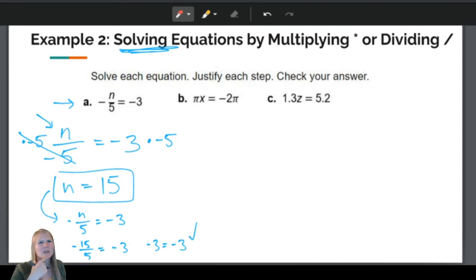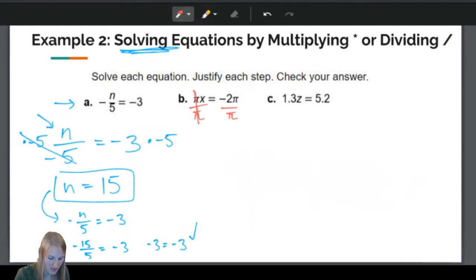What's the opposite of multiplying? Dividing. So if I divide by pi, these will go away. Multiply by pi, divide by pi, just undoes each other. So I'm going to divide both sides by pi, and it'll go away on this side. Now I have x equals, do not lose your equal sign, always keep your equals.